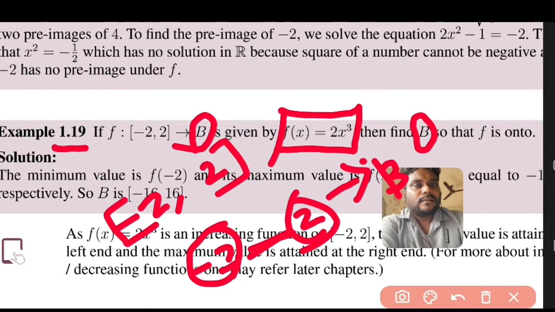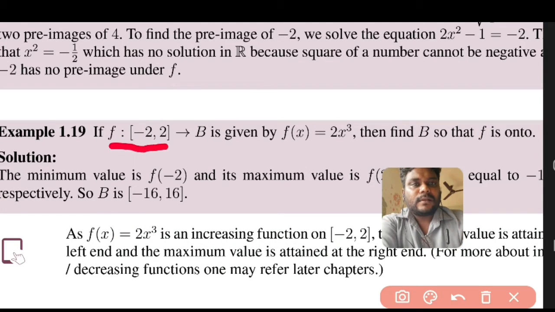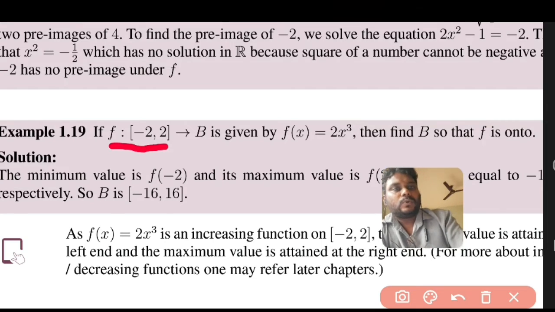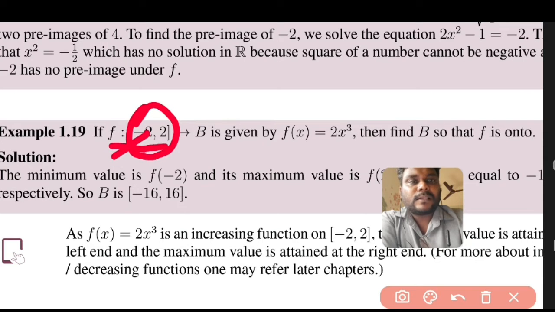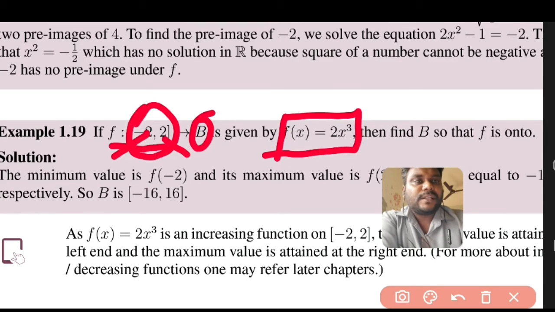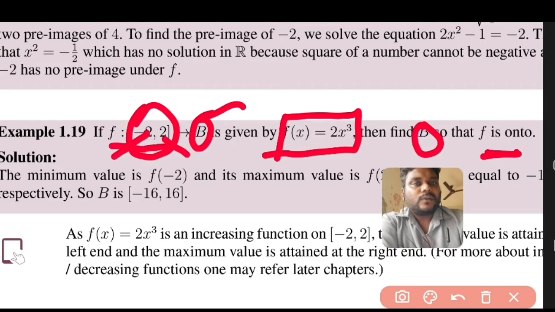Okay, let's see the question again. f from -2 to 2b, limit -2 to 2, minimum value -2, maximum value 2, is given by f of x equal to 2x cube. Then find the b value so that f is onto. Okay, let's see the solution of this question.